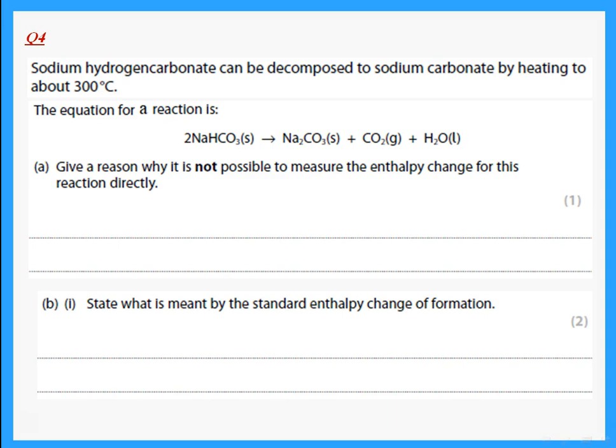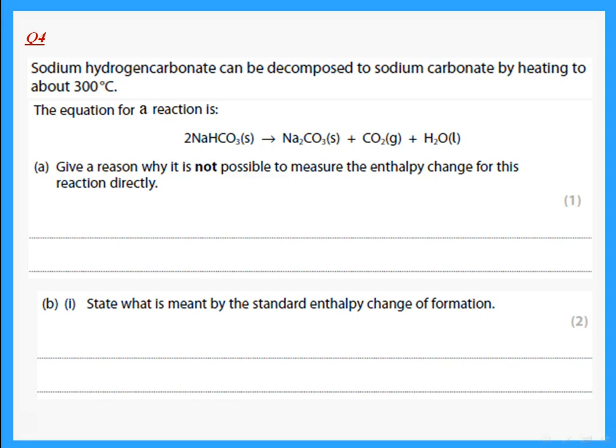This next question says sodium hydrogen carbonate can be decomposed to sodium carbonate, and he gives me the reaction. But he says this is at 300 degrees Celsius. So give a reason why it is not possible to measure the enthalpy change for this reaction directly. Now remember that some reactions we cannot measure its delta H directly. We cannot measure its enthalpy change directly.